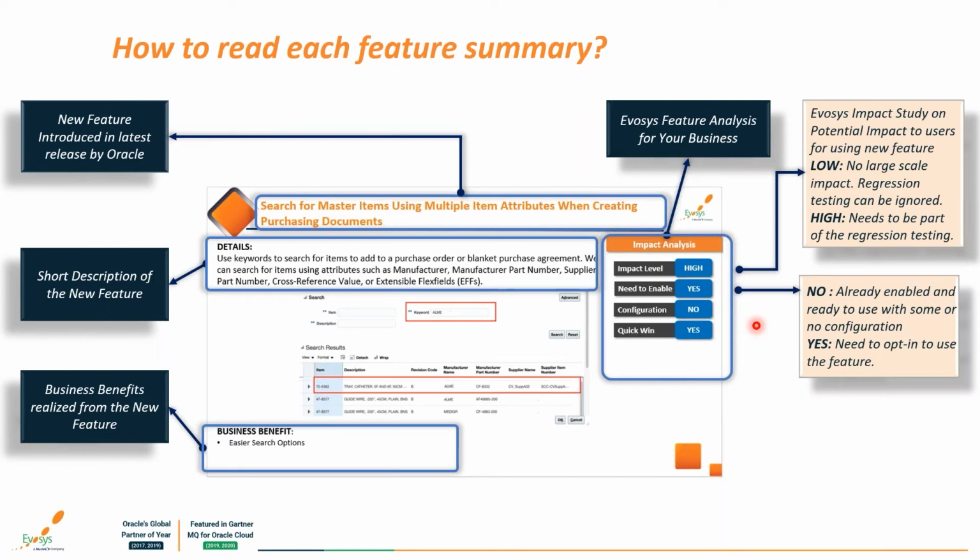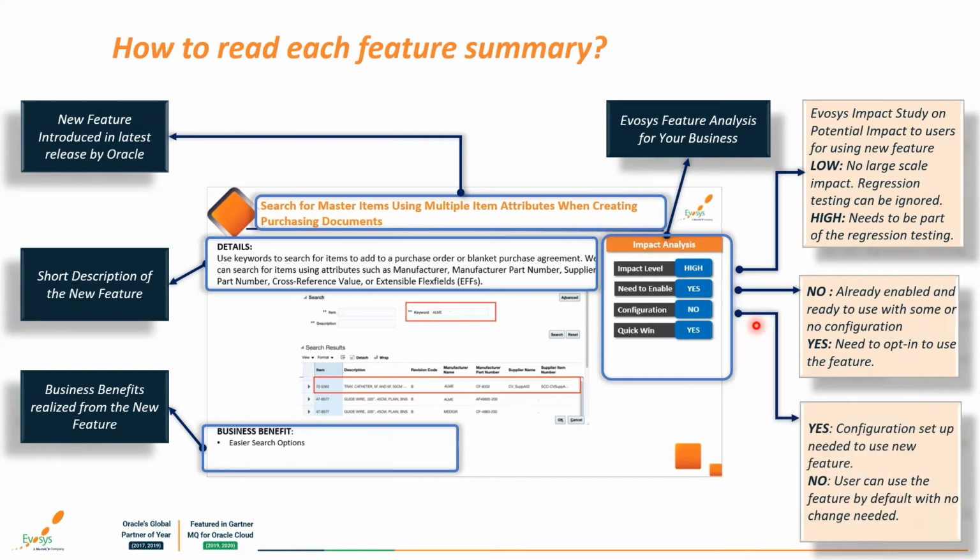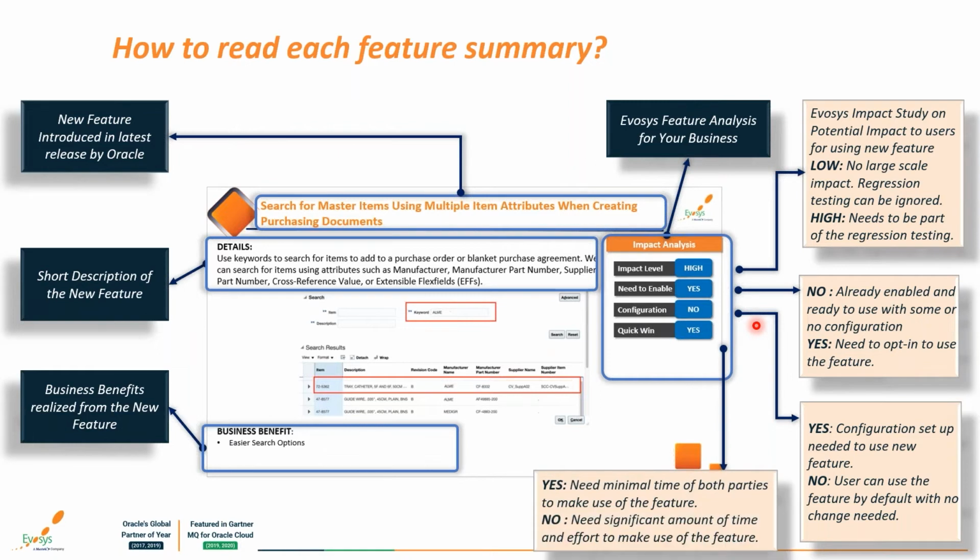Second, we are all aware that there are some features which are by default auto-enabled by Oracle. There are some which we need to opt for. Third one highlights the nature of the feature. There would be certain configuration which may be required, and some can be used without any changes. And the last one is a quick win. This term we use to simply convey what is ready to use by investing a minimum amount of time, and what requires a significant amount of time and effort to make use of the feature.